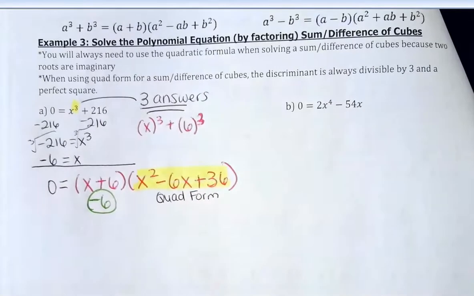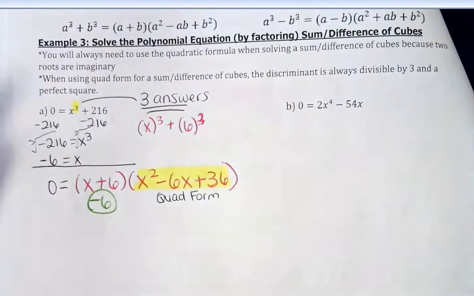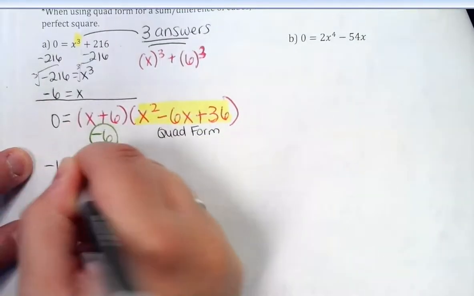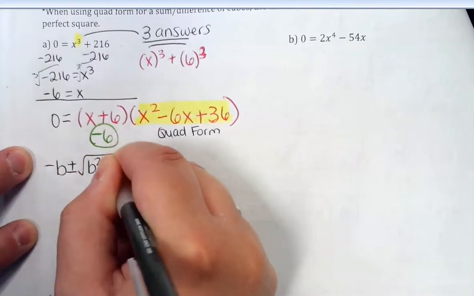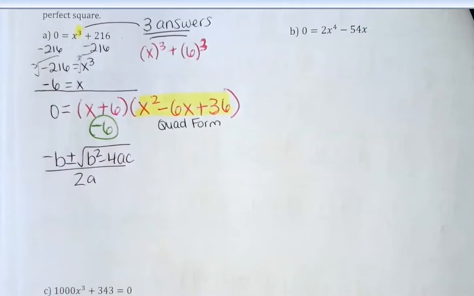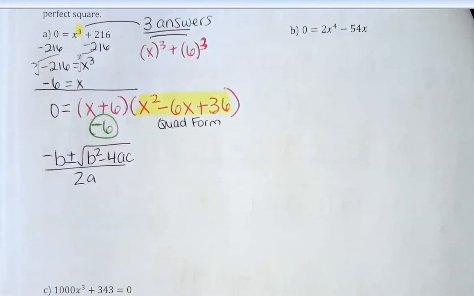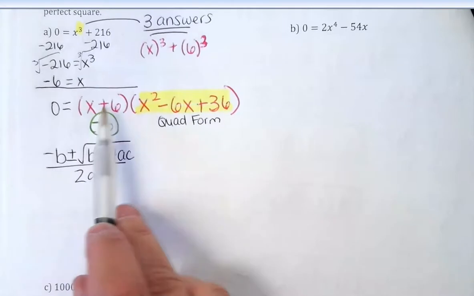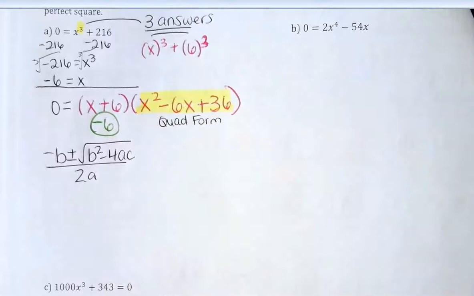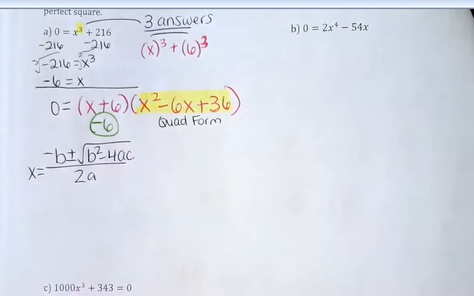So if you don't remember the quadratic formula, I'm going to write it here really quick. Opposite of b plus or minus square root b squared minus 4ac, everybody over 2a. And not to be confusing or anything, but it's either this is equal to 0 or this is equal to 0. So if I set x squared minus 6x plus 36 equal to 0, what would the answers be? Well, I can get those from the quadratic formula. You will never be able to factor that because the answers are always going to be imaginary.